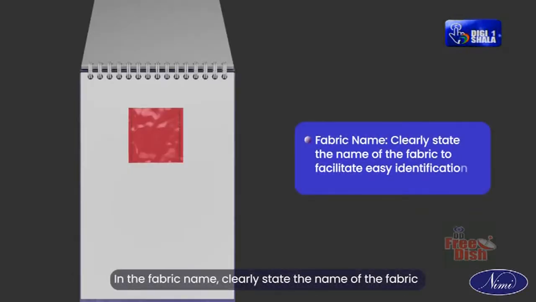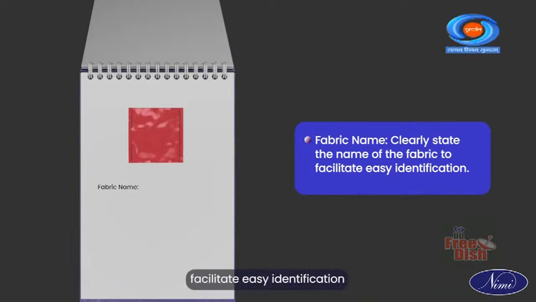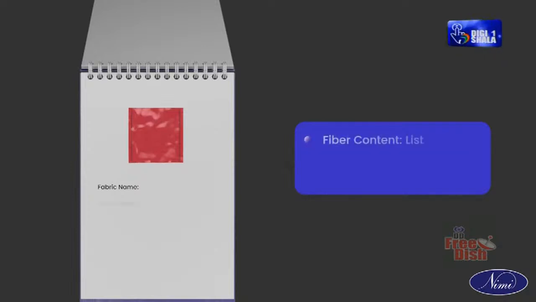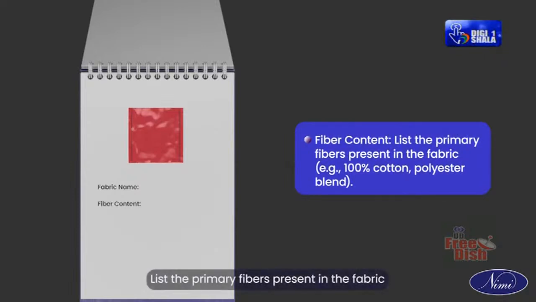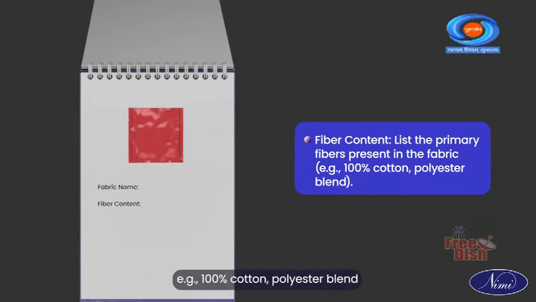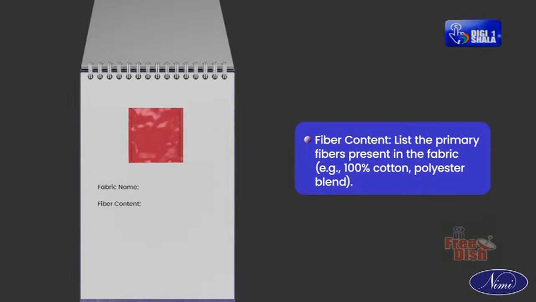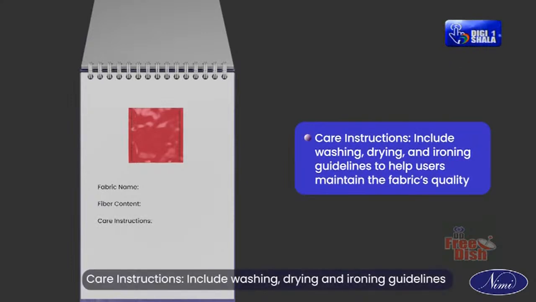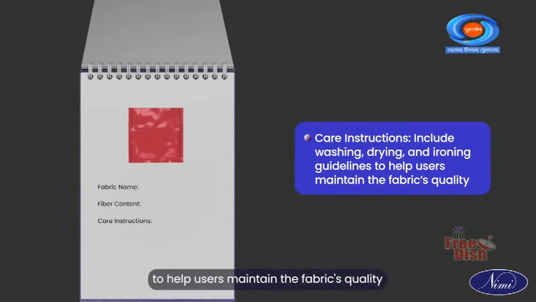In the fabric name, clearly state the name of the fabric to facilitate easy identification. Fiber content: list the primary fibers present in the fabric. For example, 100% cotton, polyester blend. Care instructions include washing, drying, and ironing guidelines to help users maintain the fabric's quality.